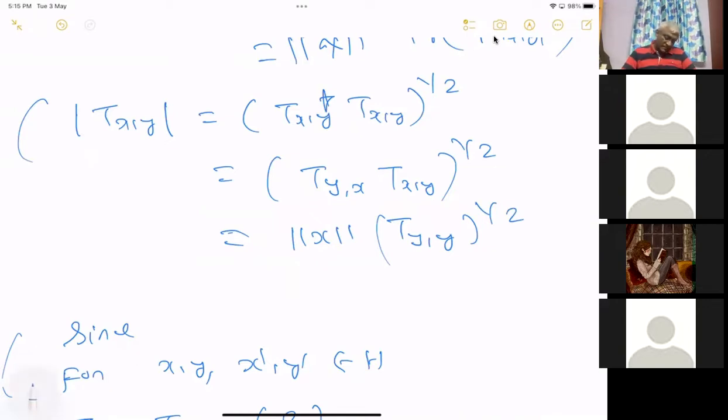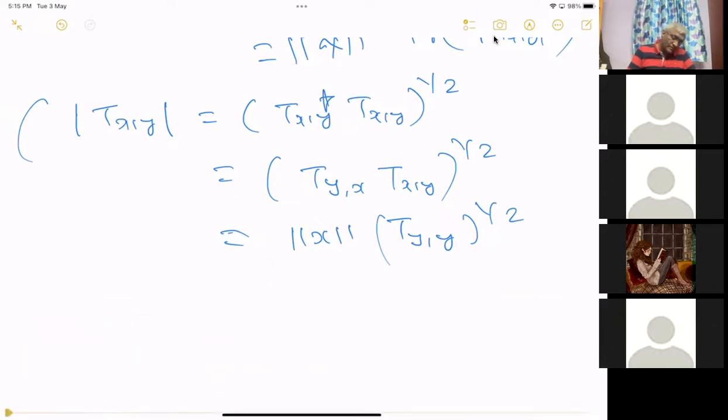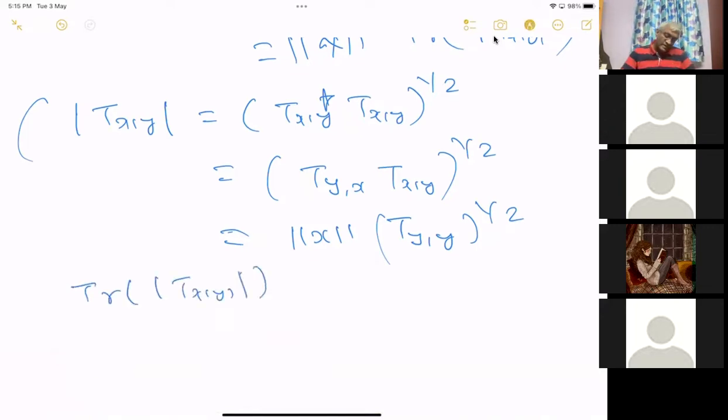Yeah. What is it? Okay, I directly compute the trace. Trace of mod Txy equal to norm x has come out.